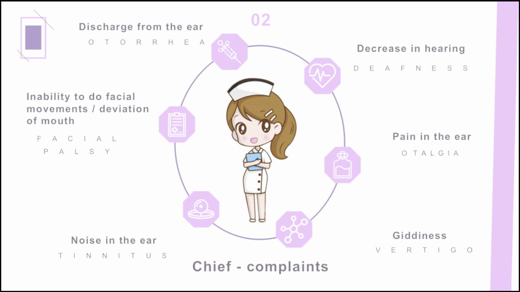Now coming to the chief complaints, there are mainly 6 different types of chief complaints we have to ask the patient about. Firstly, there is discharge from the ear or otorrhea, decrease in hearing or deafness, pain in the ear or otalgia, giddiness or vertigo, noise in the ear or tinnitus, or inability to do facial movements or deviation of the mouth, also called facial palsy or Bell's palsy.